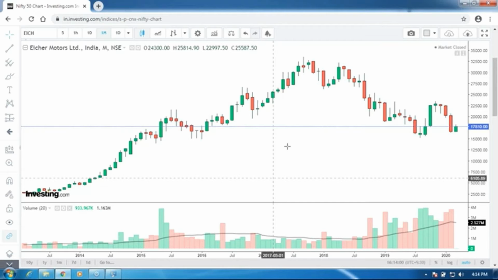Now, there is this big question of how do you choose stocks? It's because there are too many of them. There are over, okay, so we have a question.